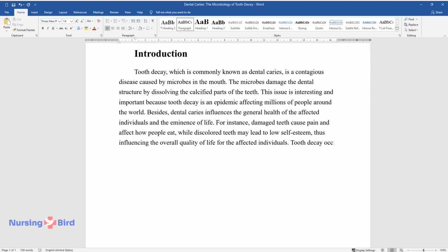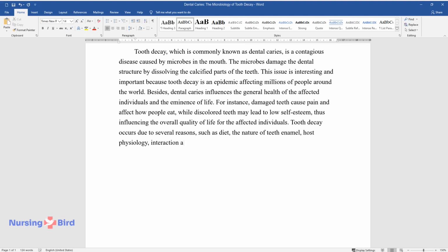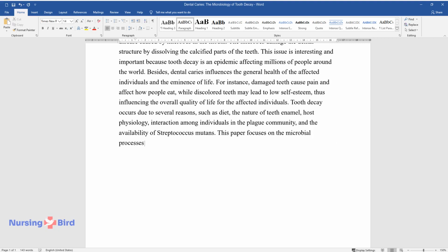Tooth decay occurs due to several reasons, such as diet, the nature of teeth enamel, host physiology, interaction among individuals in the plaque community, and the availability of Streptococcus mutans. This paper focuses on the microbial processes involved in tooth decay and the relevant microbes.